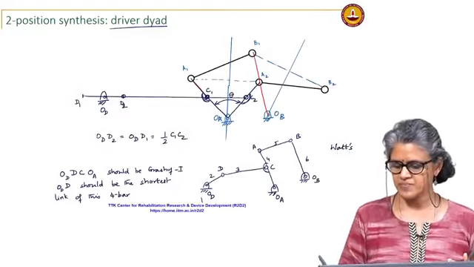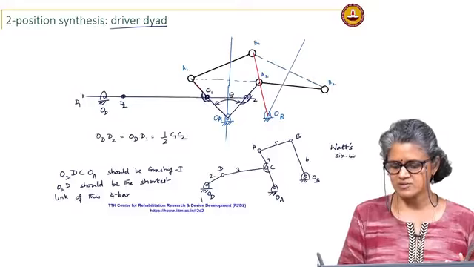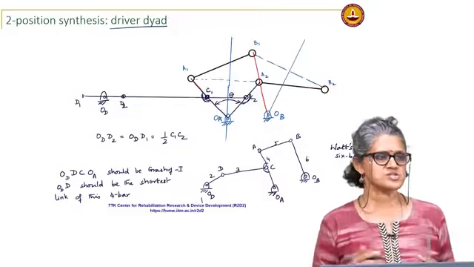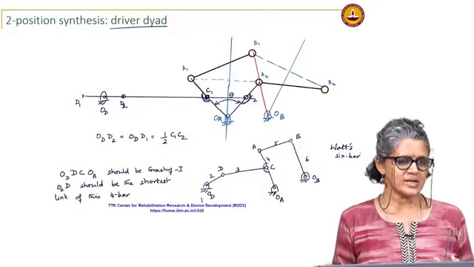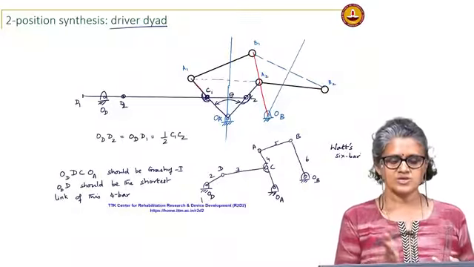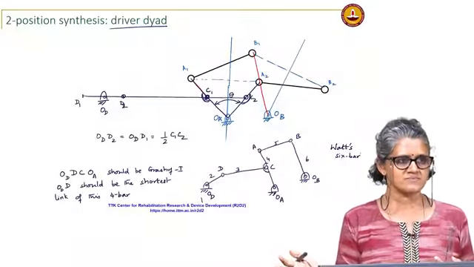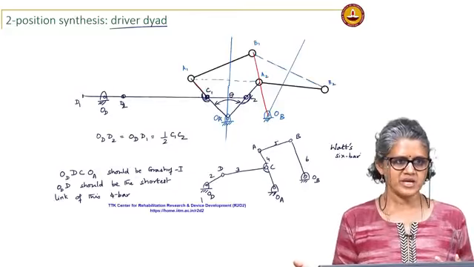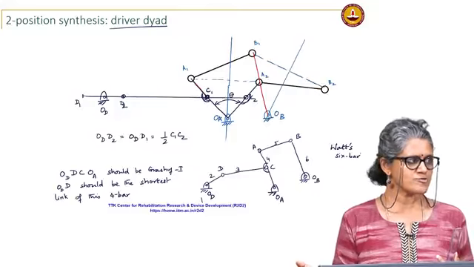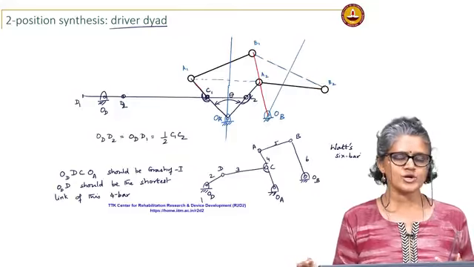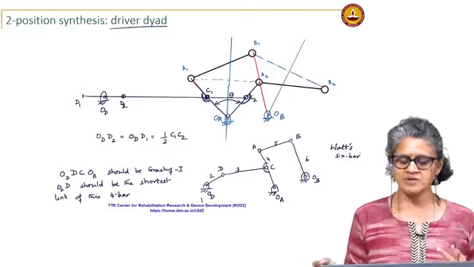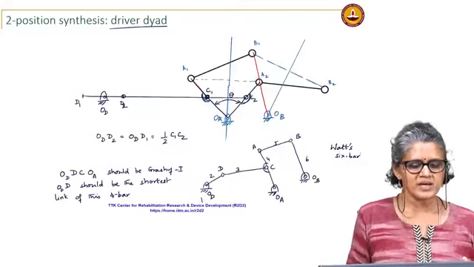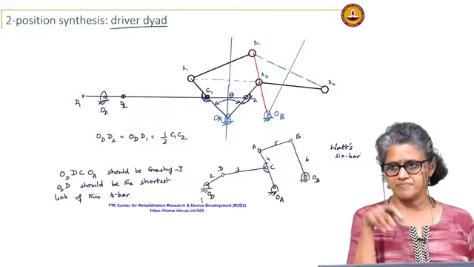Okay. So, this is the Watt's 6 bar solution to achieve this 2 position motion generation with limit positions. So, you have now synthesized a 6 bar for your application. Started off with a 4 bar, then in order to be able to drive it with a continuous input, you converted it into the 6 bar. This is called attaching a driver dyad.